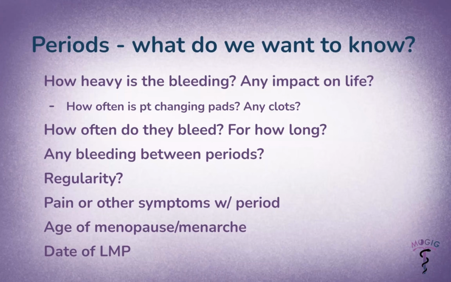You then also want to know if there's any bleeding between periods. And this can be really tricky to differentiate: is this in itself a period and the periods are irregular, versus is this just a random bleed that's happening between periods.